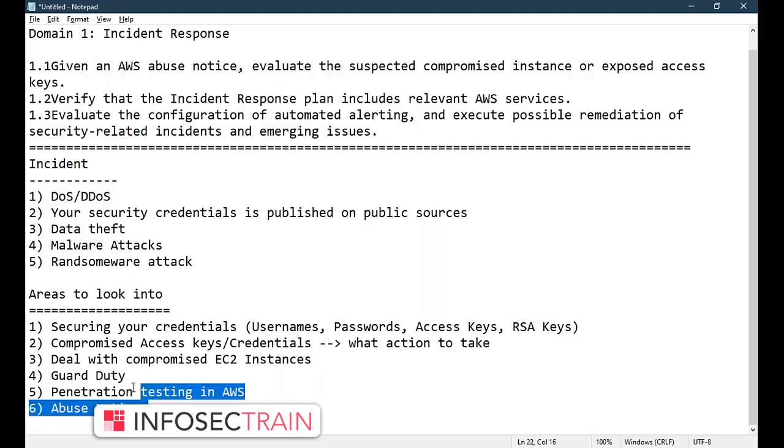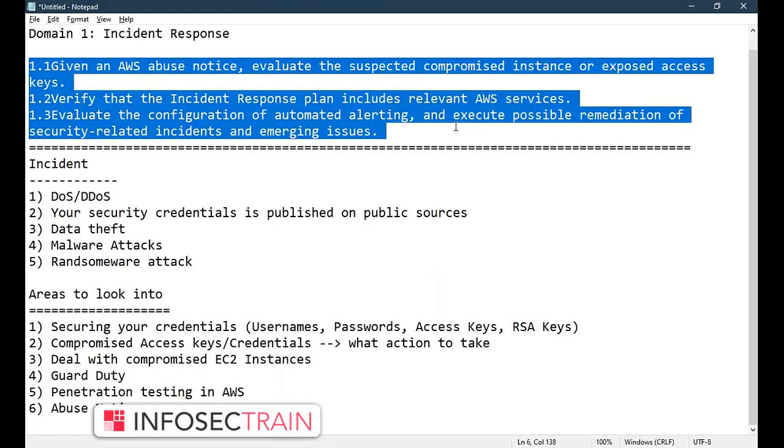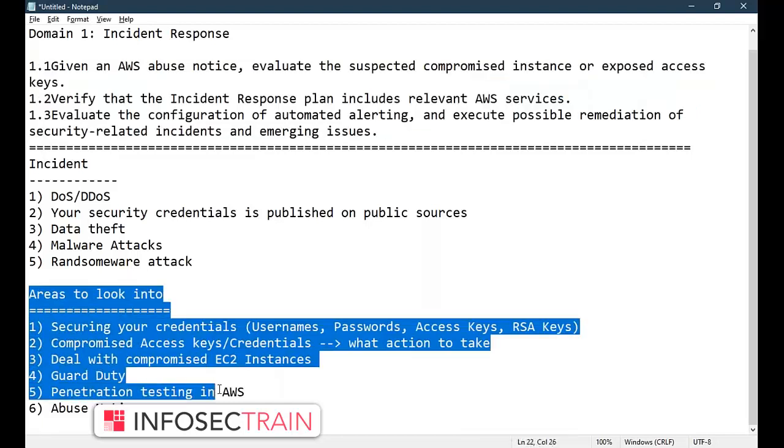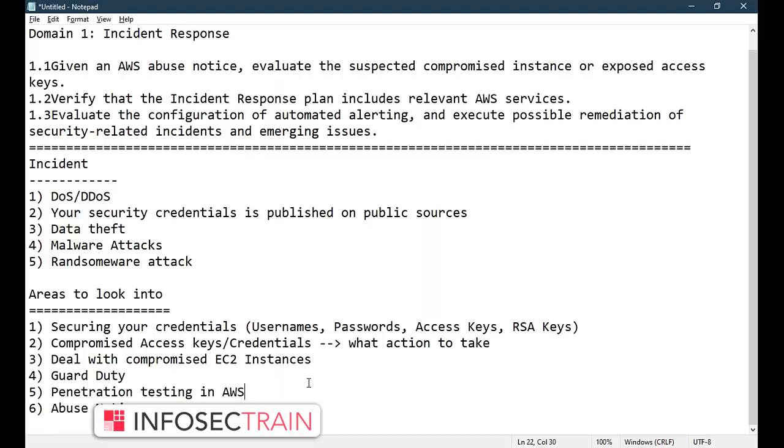Now I think domain one is over. Please take a screenshot if you want. These are the domain objectives which AWS wanted you to learn, and these are the areas you have to focus on when you study this. Is it clear? That's it.